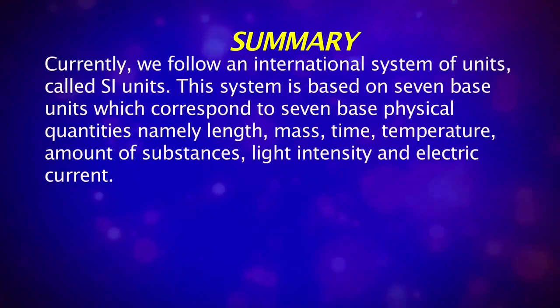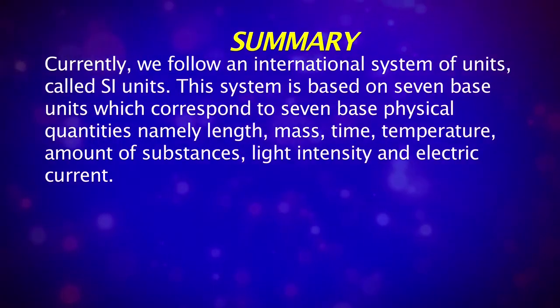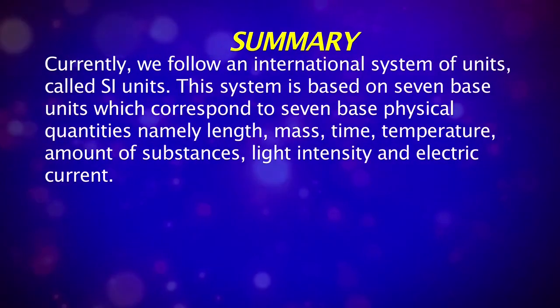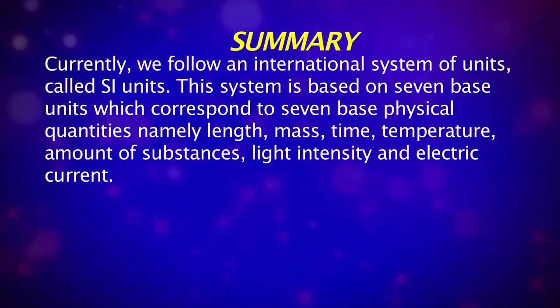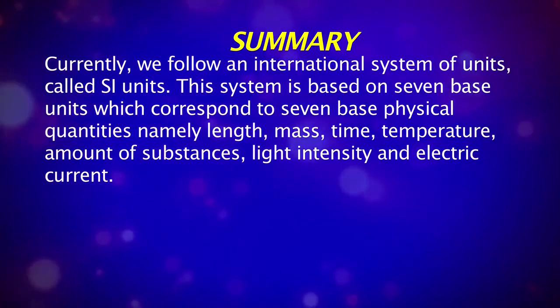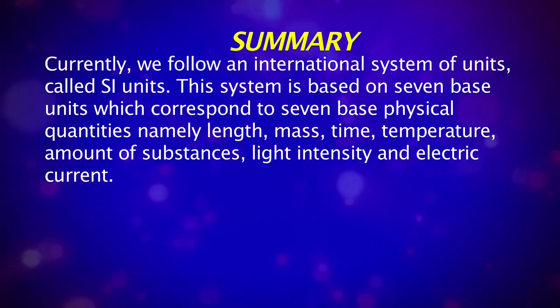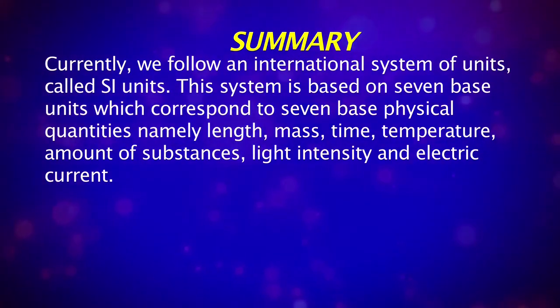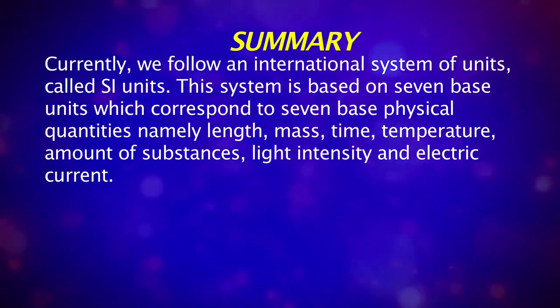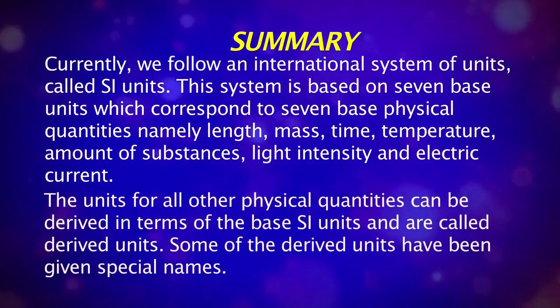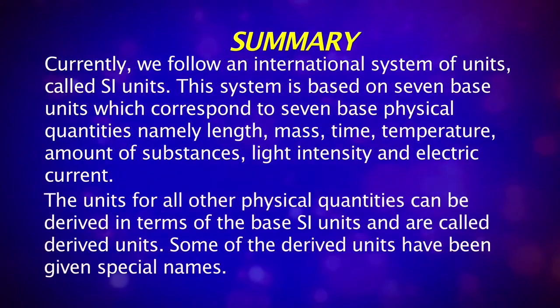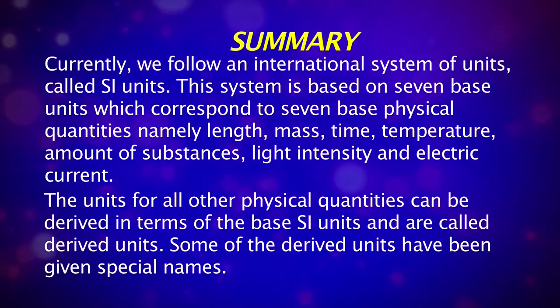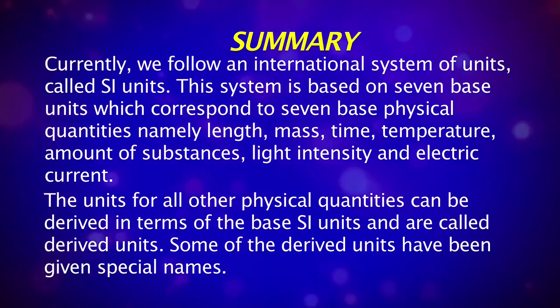Currently, we follow an international system of units called SI units. This system is based on 7 base units which correspond to 7 base physical quantities, namely length, mass, time, temperature, amount of substance, light intensity and electric current. The units for all other physical quantities can be derived in terms of the base SI units and are called derived units. Some of the derived units have been given special names.